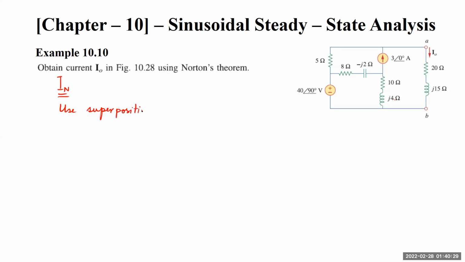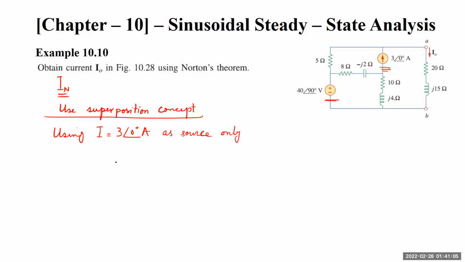So we use the superposition concept. In that case, we first see the response only because of the voltage source, then we see the response only because of the current source, and in the end we linearly add both of these currents. So first, using the current source I equals 3 angle 0 as the source only.